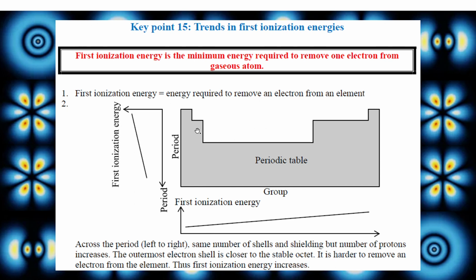Because the shielding effect is the same, but the number of protons increases, the attraction on the electron increases. So the outermost electron becomes more stable and harder to remove, so the first ionization energy increases. This diagram is easy to understand: across the period, as the group increases, the ionization energy increases. This is about the s and p block, not the transition metals.